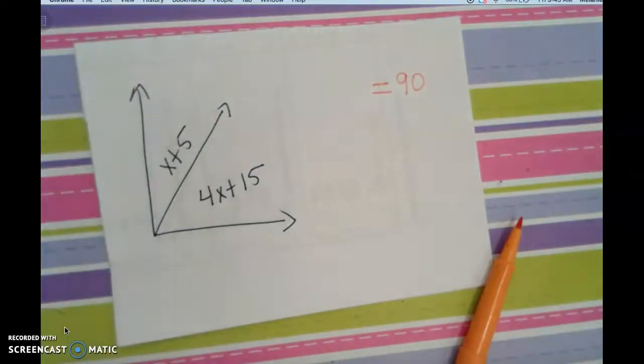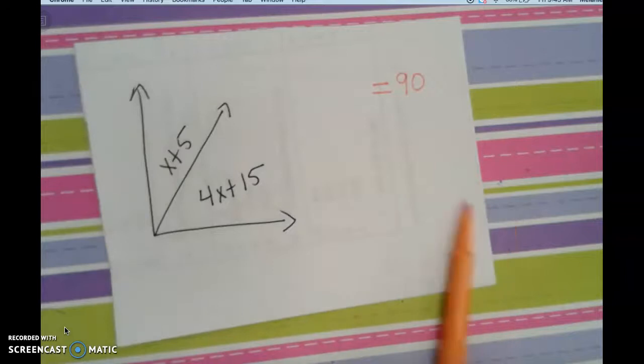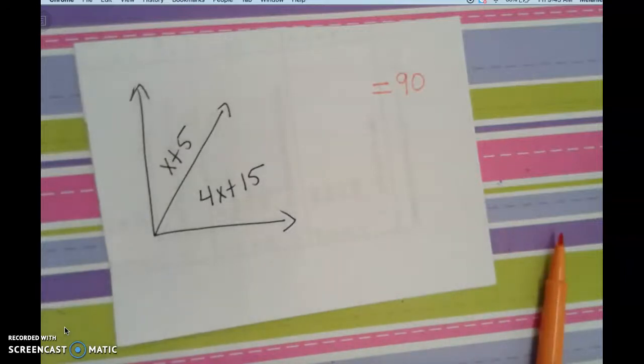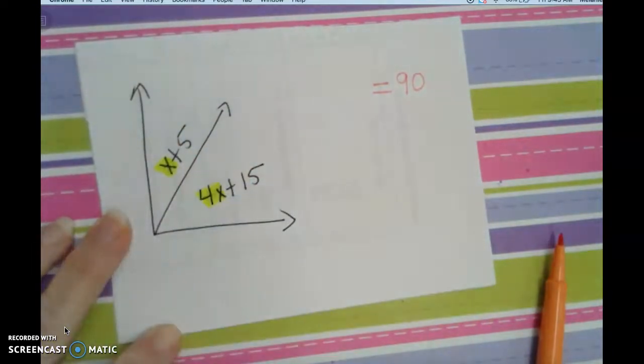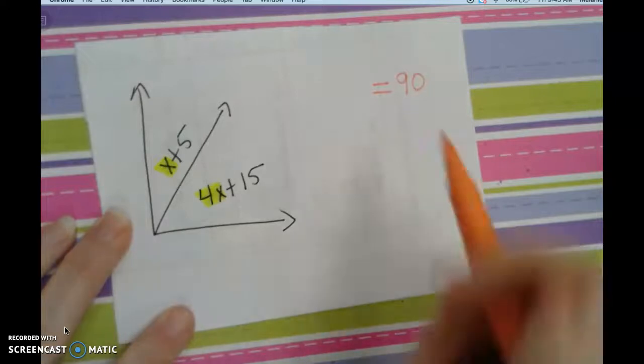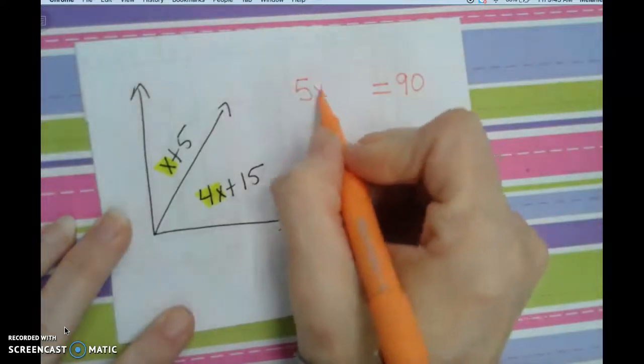I am going to look at my x's because I remember we talked about combining like terms. And like terms are our x's. We can put our x's together. So if we look at our x's, we've got an x and a 4x. So we've got 5 x's. So we've got 5x. All right, what else have we got?